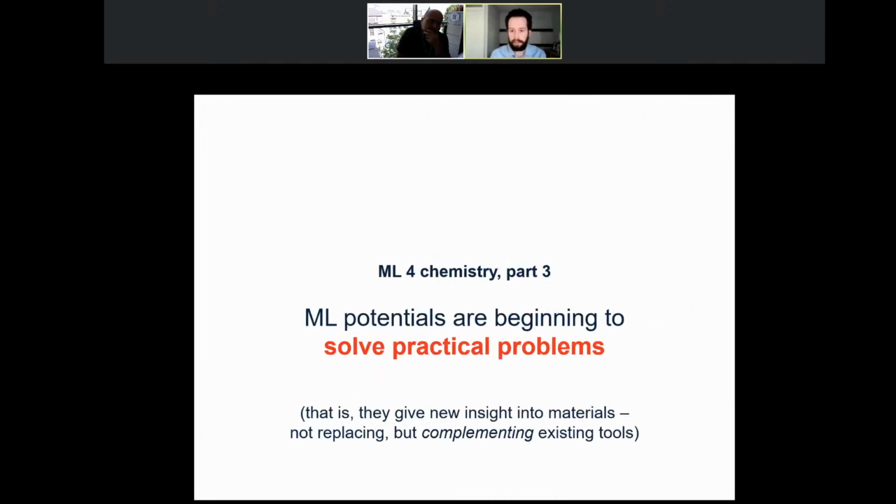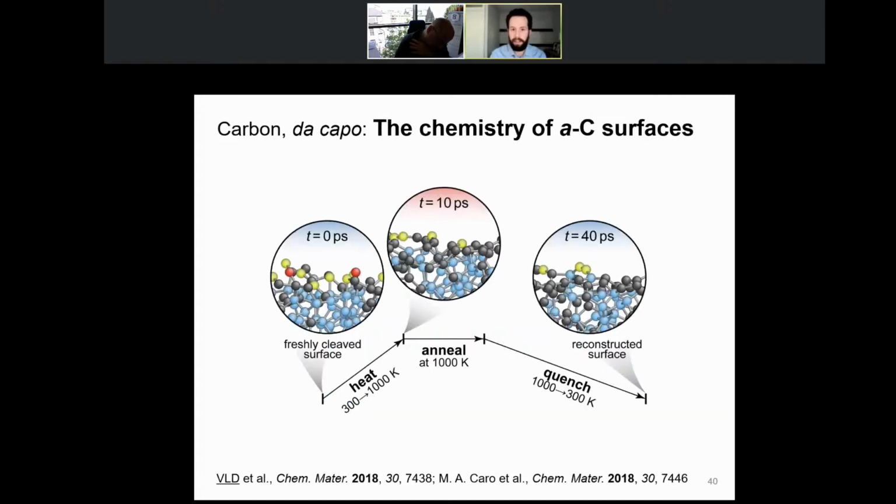So the third part of this, when I'm saying, how is this all useful for chemists? I think one exciting aspect is that these potentials are really starting to solve practical problems. So they can be applied to functional materials, and we're starting to do that. Let me go back to carbon once more and say a bit about carbon surfaces.